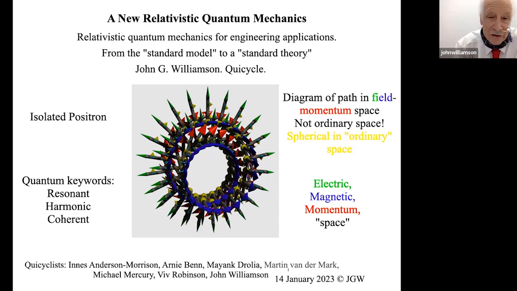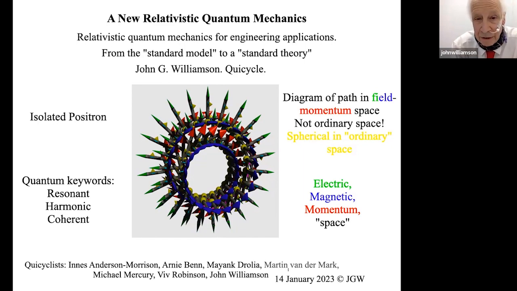So what you're seeing here is a picture of the quantum bicycle motion. Now, this plot is a multidimensional plot. It's a plot of an isolated positron, a single positron. The positron has been chosen rather than the electron because the positron has the electric field directed outward, which is easier to draw, no other reason.